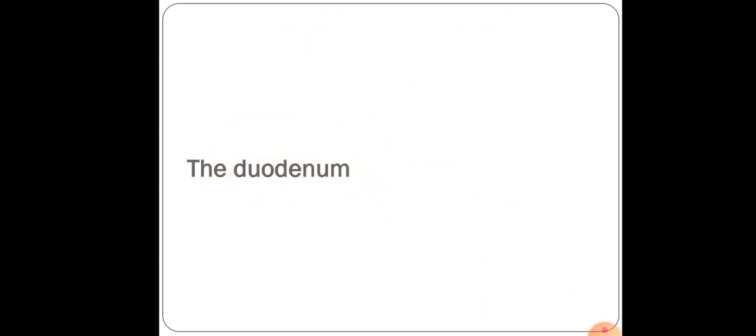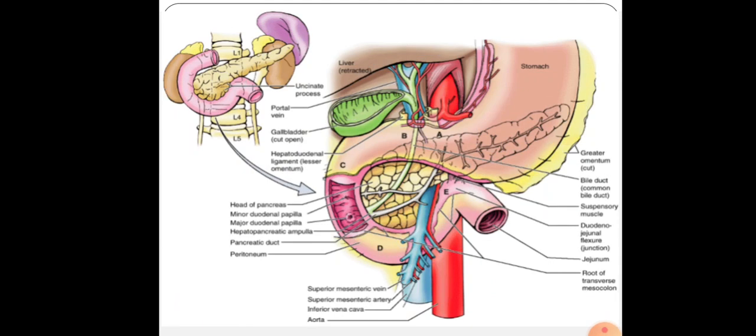Okay, now move to the duodenum. The duodenum is a part of the small intestine. The small intestine has three parts: duodenum, jejunum, and ileum. The duodenum is different from the jejunum and ileum because it is the widest, fixed, and shortest part of the small intestine.